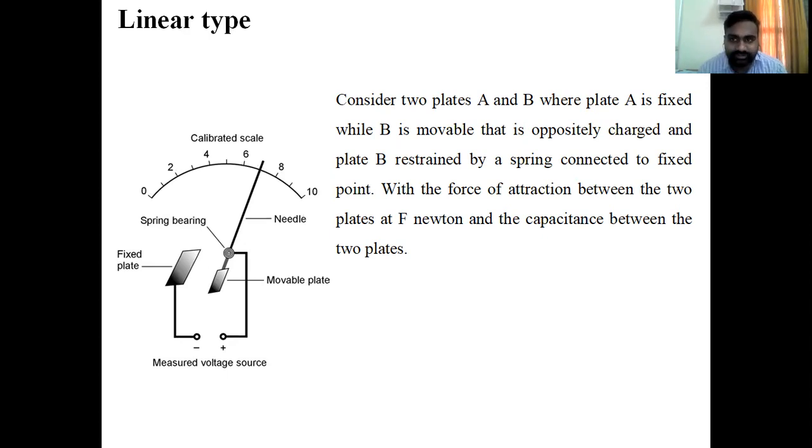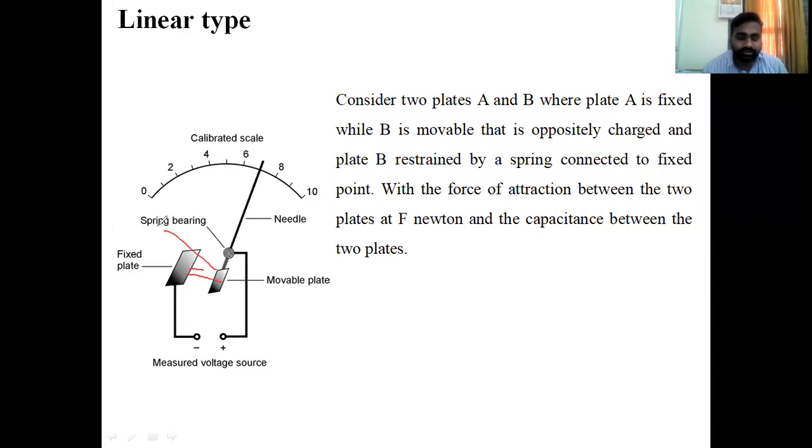So what happens? Plate A is fixed, plate B is movable. Electric charge or electrical supply is connected here. The fixed plate is ionized with respect to the negative source, and the moving plate is ionized with respect to positively charged particles. This is a negatively charged plate, and this is a positively charged plate. What will happen? There will be a force of attraction between the fixed plate and the moving plate, and the needle will start deflecting.